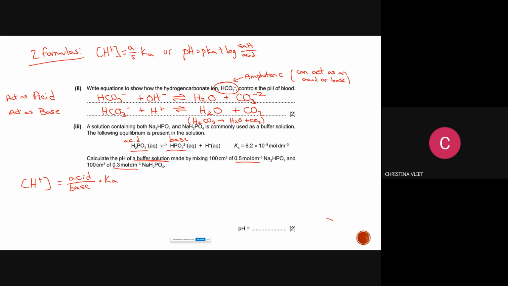All right, so then what goes on the top? Which one? 0.3. Okay, so 0.3 goes on the top because that's the one with the more H's, the acid. And then 0.5 goes on the bottom. Then the Ka, 6.2 times 10 to the negative 8. And that's going to give me the free H plus in the solution, right?